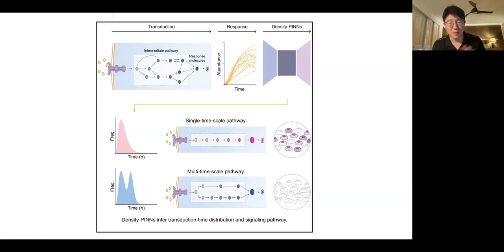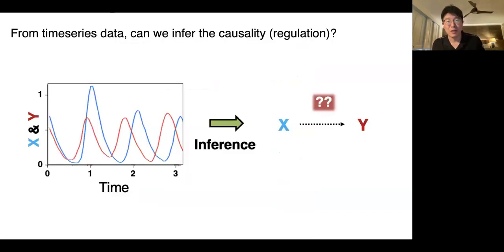But in the remaining 10 or 15 minutes, I will talk about a little bit different story, which is also our recent work. It's about causality inference. Inferring causality from time series data has been a very important problem in various areas, not only biology, but also economics, ecology, and sociology. So basically, we want to know, just from time series data X and Y, whether X causes Y or X regulates Y.